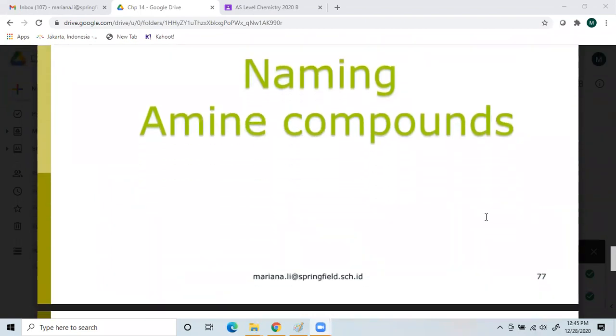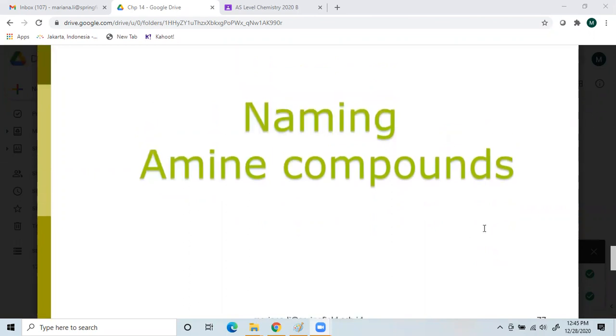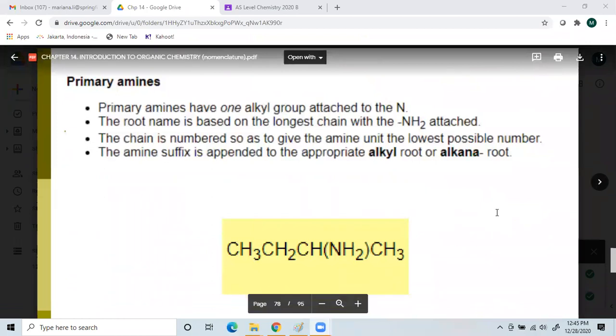Now amine compounds. Amine has R and NH2 as its functional group. A primary amine has one alkyl group attached to N. It's better for you to know about primary amine. Actually amine comes from ammonia. Look here, this is an ammonia molecule, NH3. If one of the H's is substituted with an R group, this is called a primary amine. If 2 H's have been replaced with R groups, this is a secondary amine. If 3 H's from nitrogen have been replaced with R groups, this is a tertiary amine.